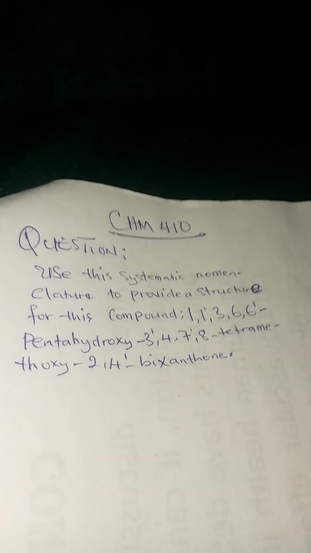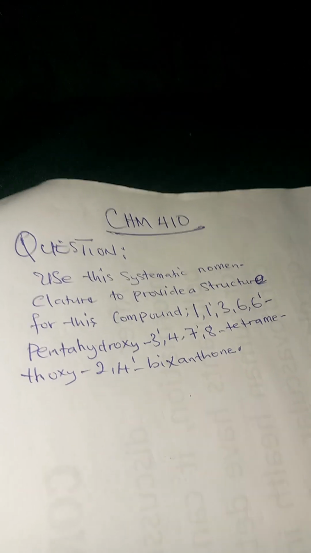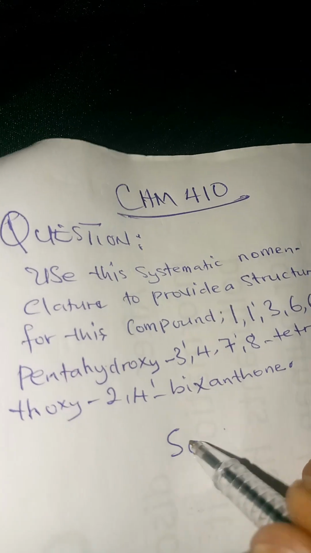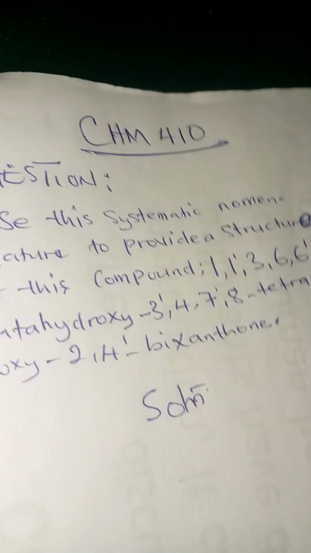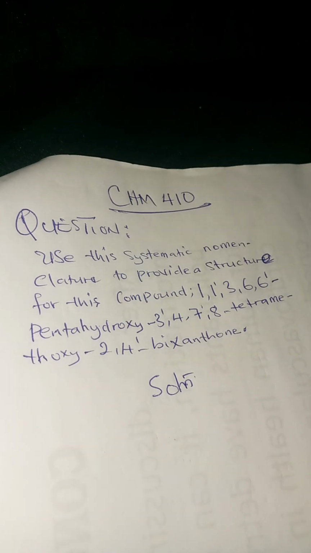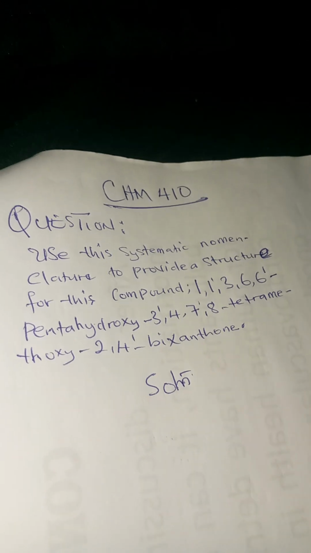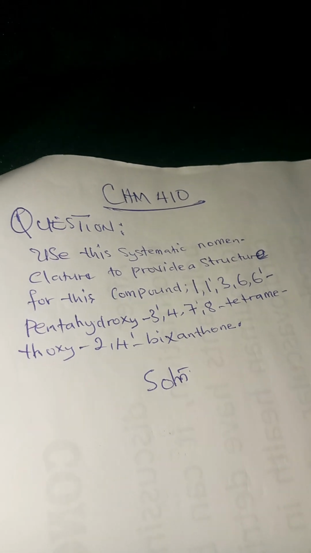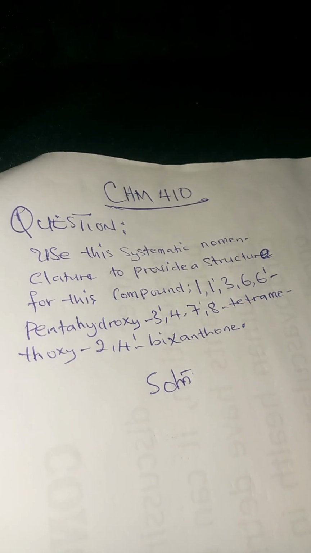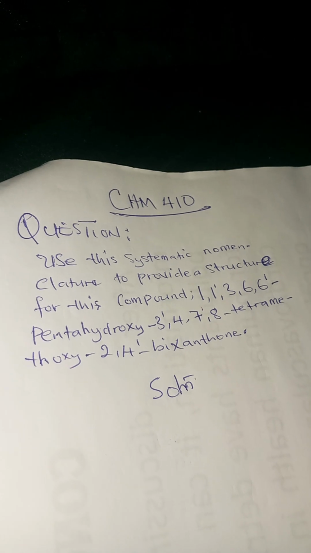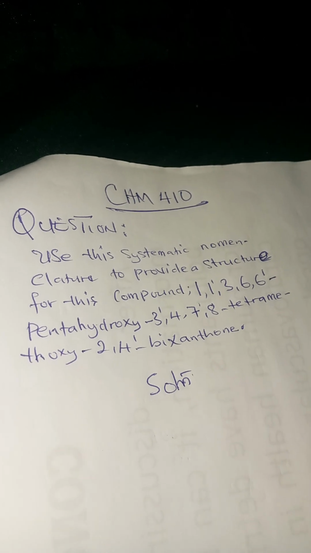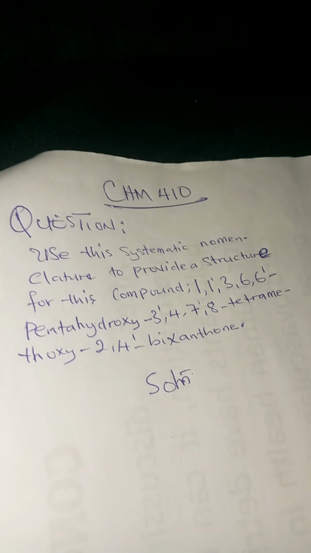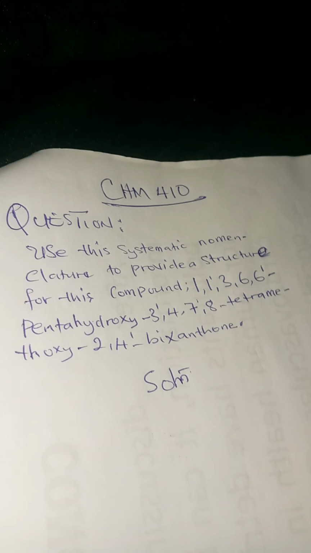So whenever you have a question like this, let's look at the solution. It's a very simple question, as a chemistry student, or lover of chemistry. The first thing you need to do is look at the question again. After naming all this, they say bixanthone. So you need to be able to identify the compound. What is the compound in this case? The compound in this case is xanthone.